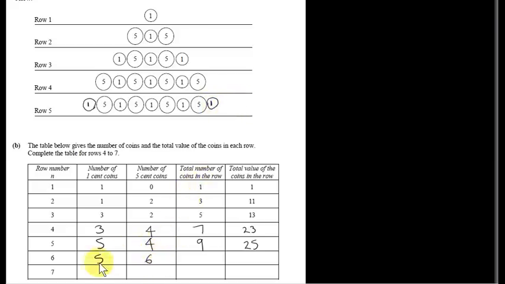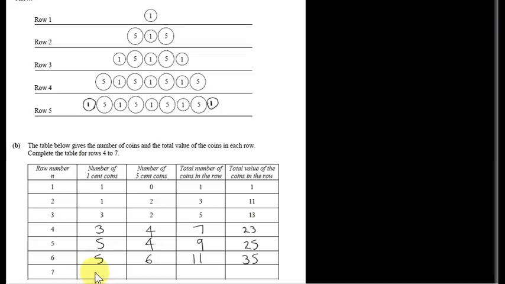The total number of coins is got by just adding these numbers. The number of 1 cent plus the number of 5 cent gives us the total number of coins, which is 11. What's the value? Well, the value is the same as in row 5, which is 25. But remember now, we have to add two 5 cent coins. So we have to add 10 cent onto 25 cent. That gives us 35 cent.